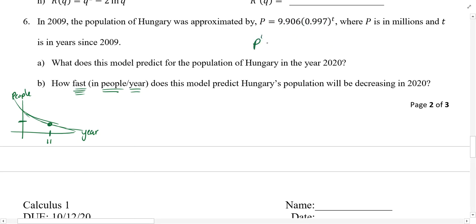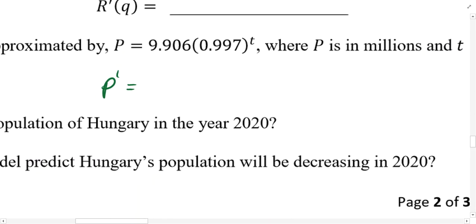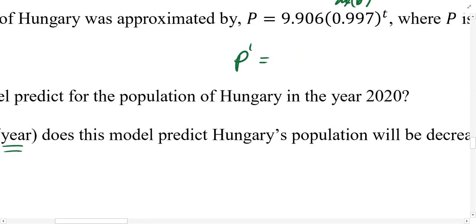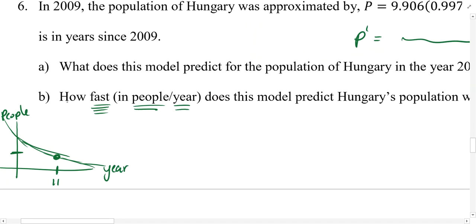So once you find P prime, you can use your exponential rule, because we've got a base, a b value of 0.997, and an exponent of t here. So if you look at your derivative rules, you can find the derivative of b to the x power and use that here. But once you establish that equation, that's what I would use to evaluate part B.